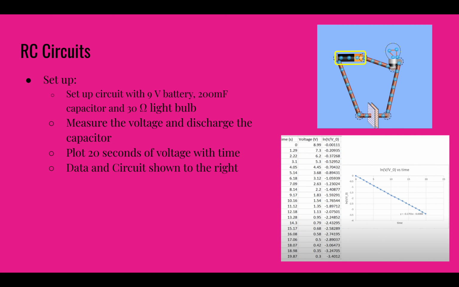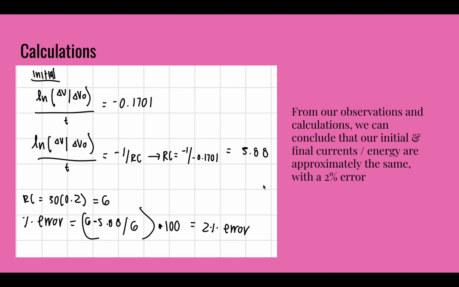And then we now have our RC circuit, so we can see our setup here. We have a 9-volt battery, a 200 mF capacitor, and a 30 ohm light bulb. We measure the voltage and discharge of the capacitor, and we plotted 20 seconds of voltage versus time, and we can see all of our calculations here with the graph to the right. And these are just some further calculations, and we can tell from our observations and calculations that our initial and final currents and energy are approximately the same, with just a 2% error.